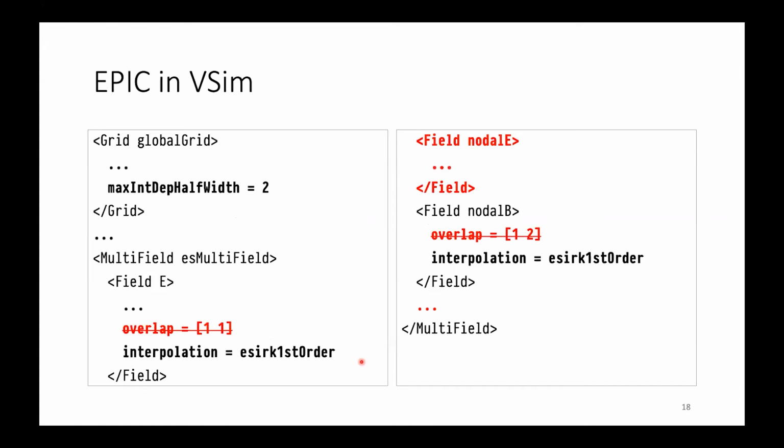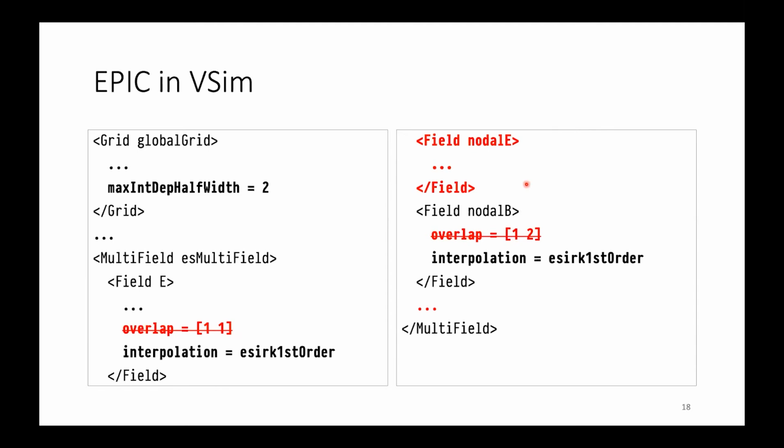So to do that, we again need to increase this max int dep half width and delete the overlap statements. The interpolations in the multi-field this time need to be one order less than the overall interpolation order that we intend to use. Unfortunately, VSim doesn't have an ECirc 0th order. I guess they didn't think that anyone would be crazy enough to want to use nearest grid point interpolation, which, fair enough. But so we're going to do second order EPIC here. And then you'll notice we don't actually need this nodal E field, at least to advance the simulation anymore. So you could go ahead and get rid of this.